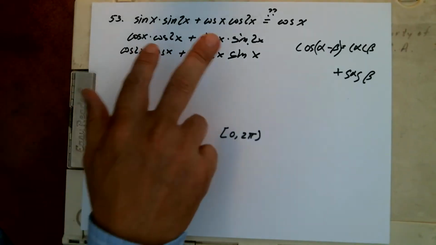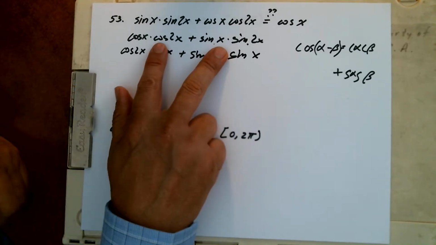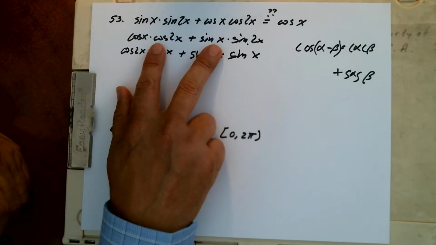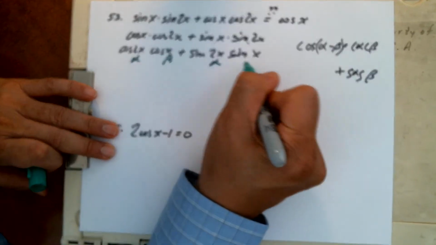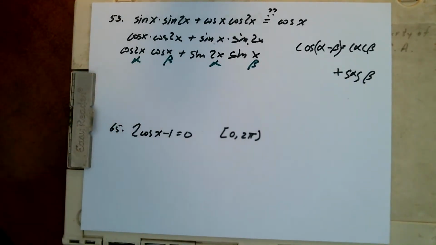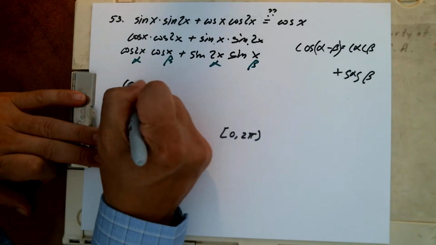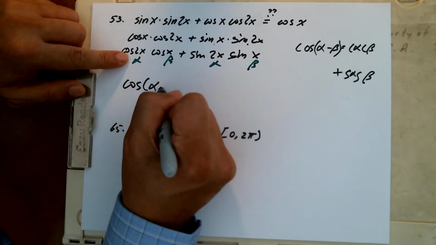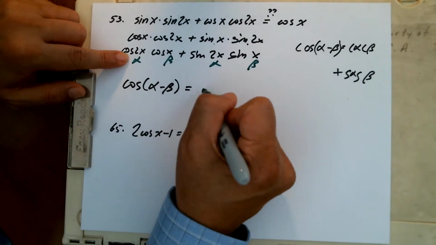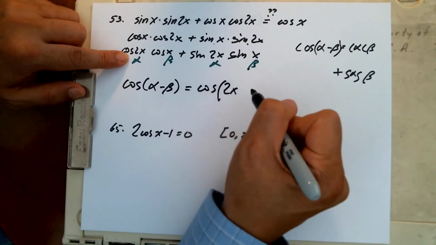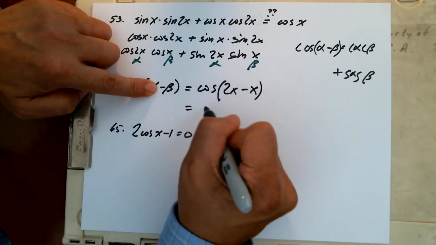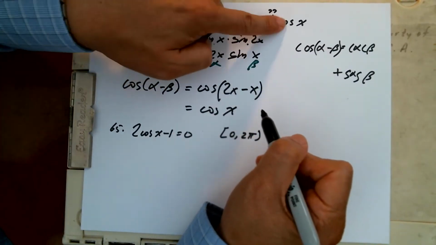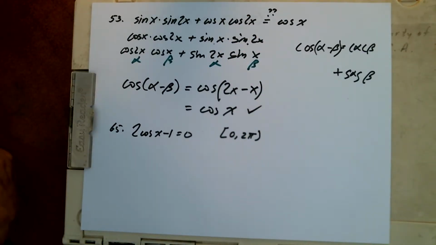I could have actually done it this way, but it would have cost me a negative. And the cosine of negative, since it's an even function, just turns positive. It's a little bit more complicated this way, so I wrote it this way. Here's my alpha, beta. So that becomes cosine of alpha minus beta, which is equal to cosine of 2x. Since it's plus, we have to change it to a minus x, which becomes cosine of x. Just like it said right over there. Check. Okay. Next one.